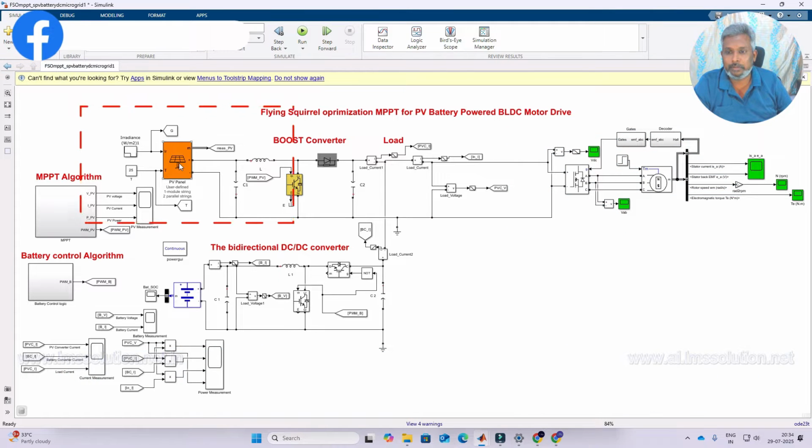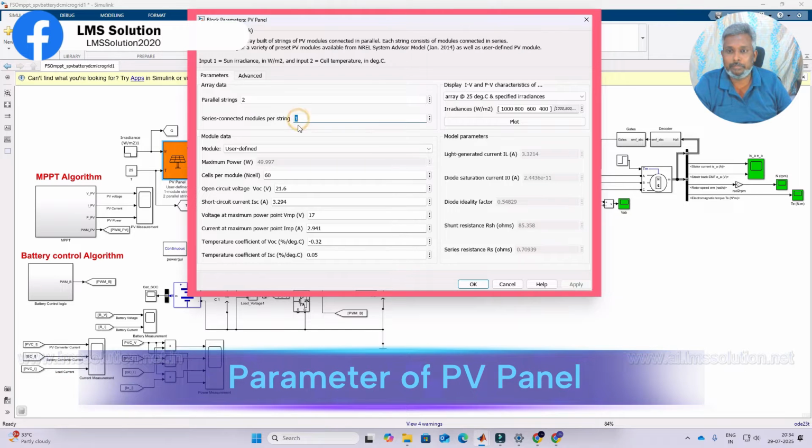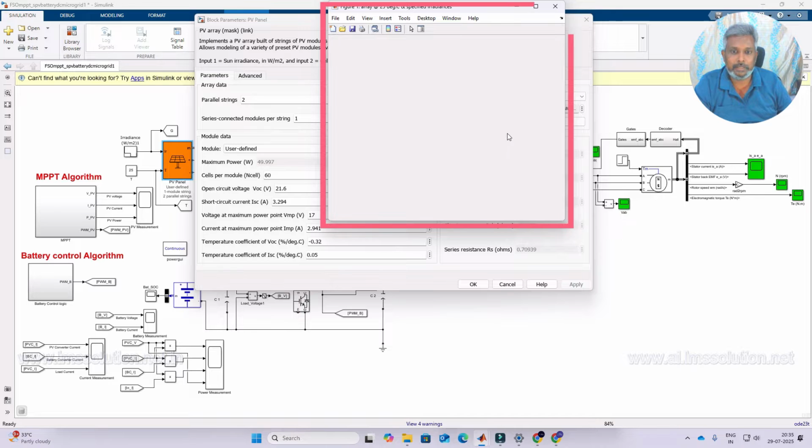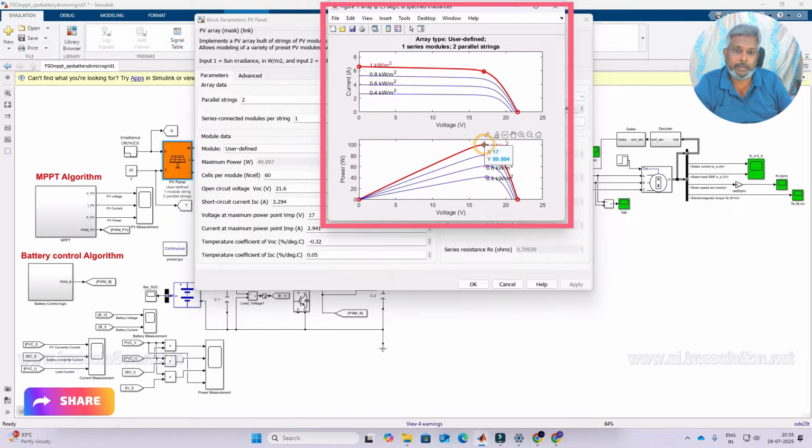Here you see that this is a PV panel. The PV panel has a single series connected model with two parallel strings. The single array will generate 49.9, that means 50 watts. The voltage is around 17 volt and current is 2.941 amps. So it can generate a maximum power of 99.99 watts, that means 100 watts, at the voltage of 17 volt.